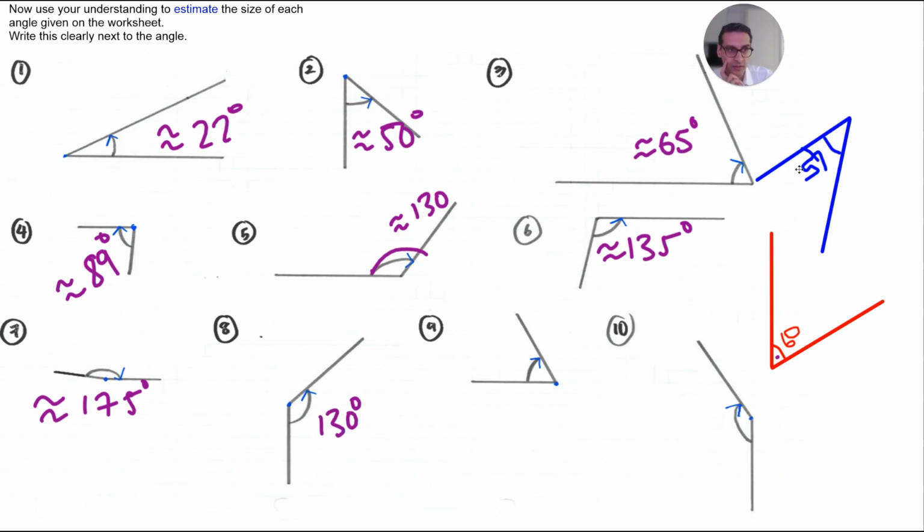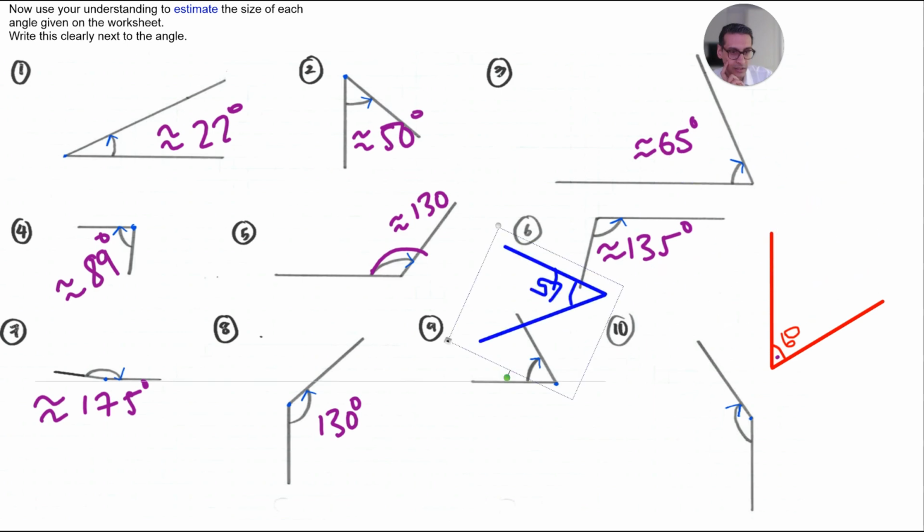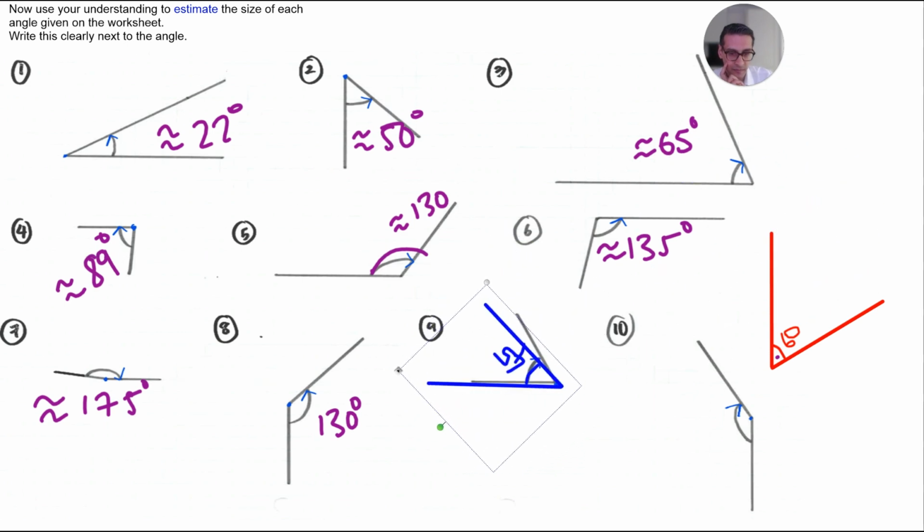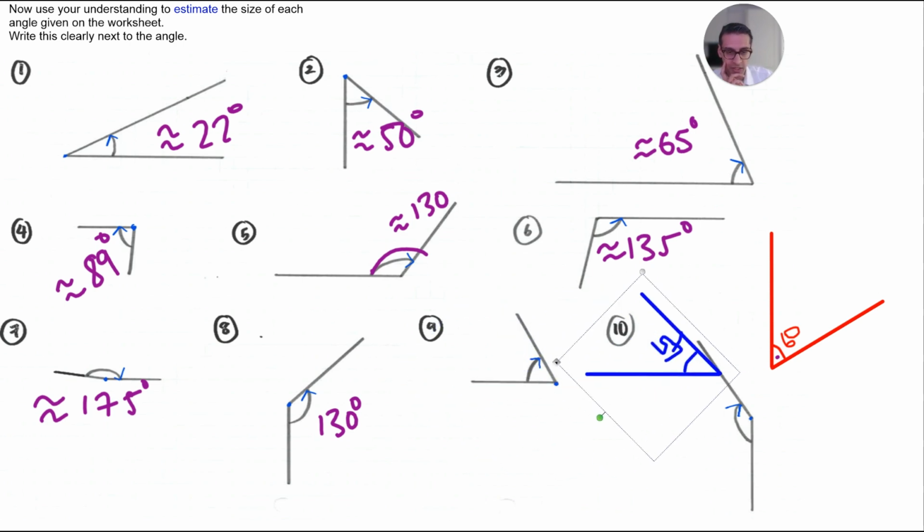Question 9. Can you work out the missing angle here? Let's see. Slightly more than 45. I'm going to say 50 degrees.